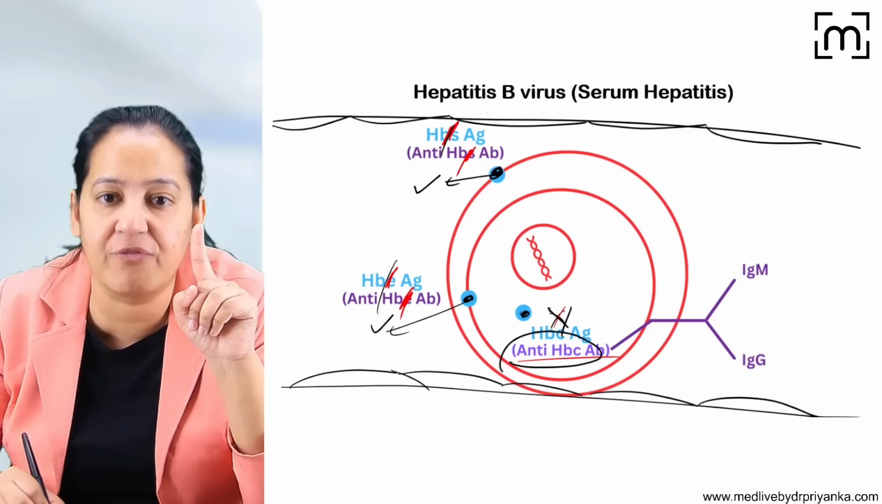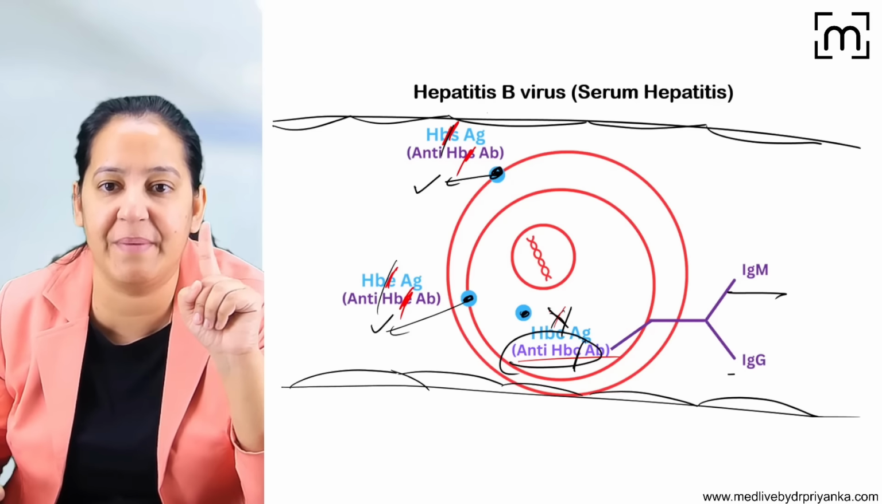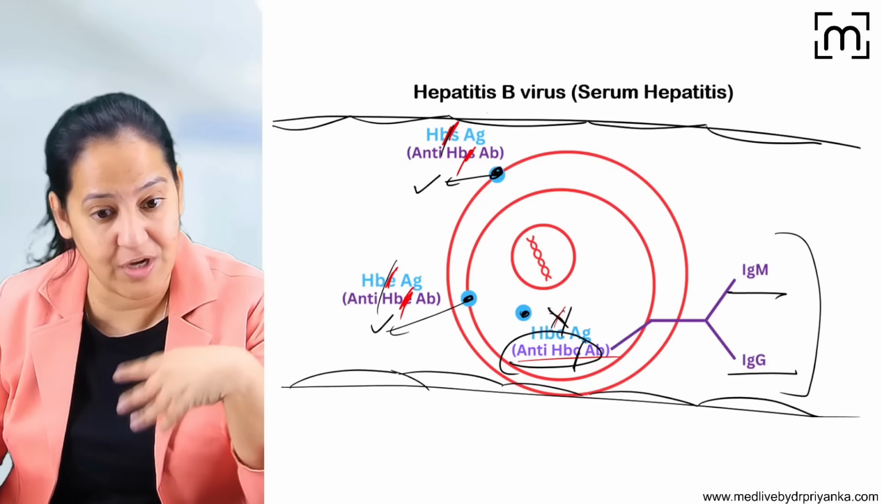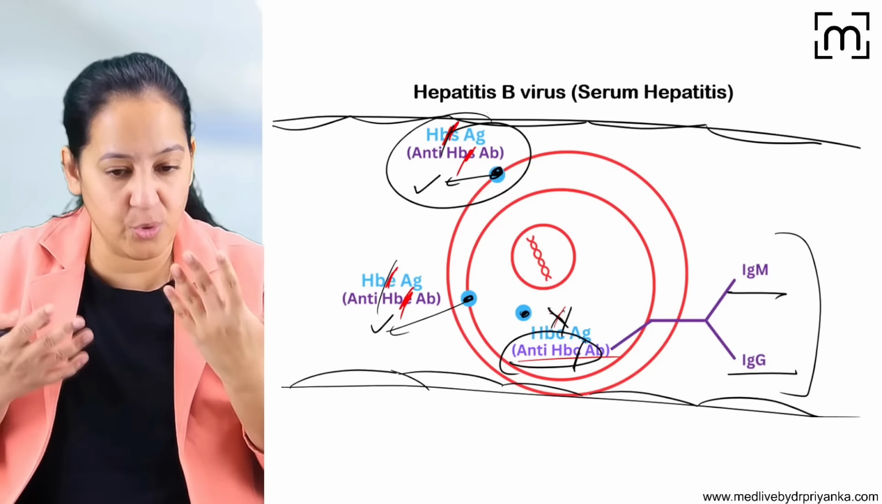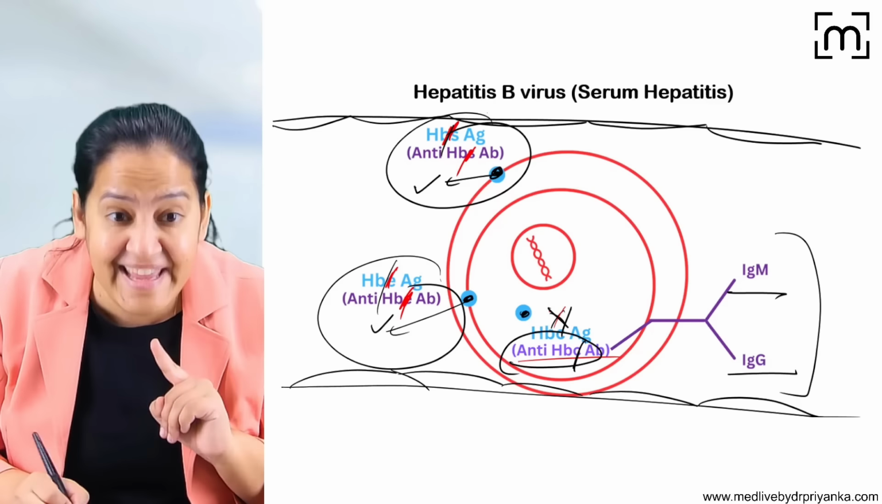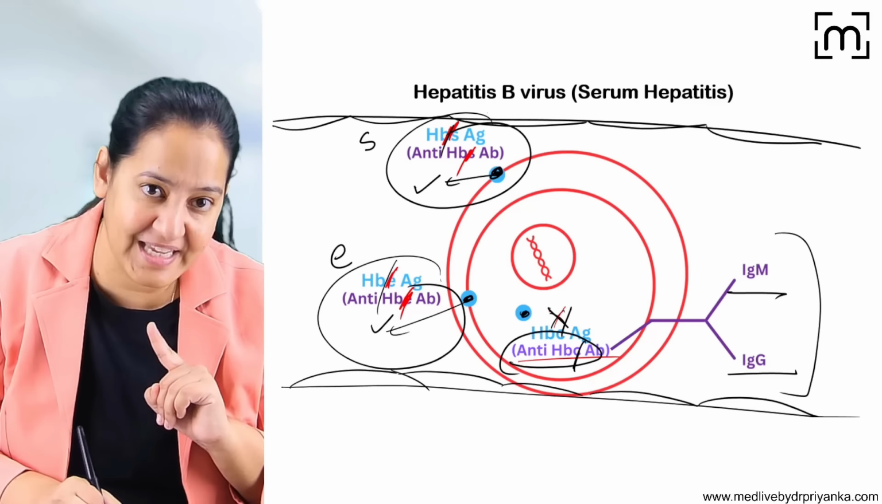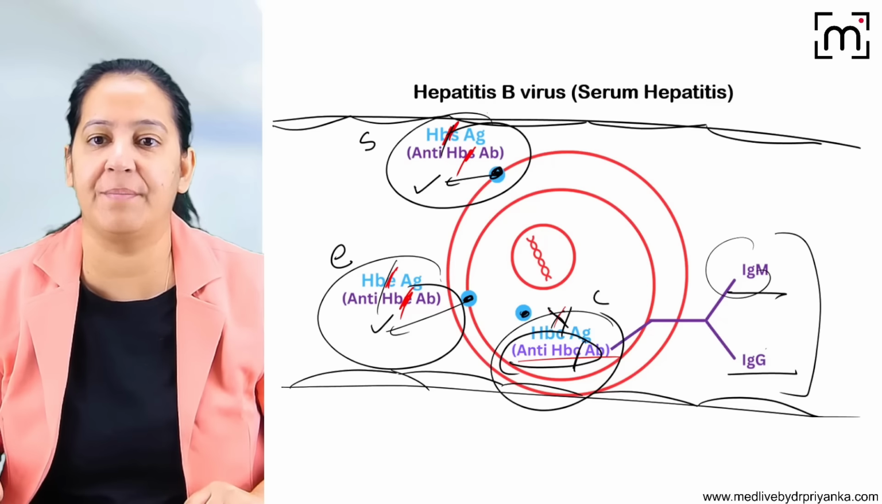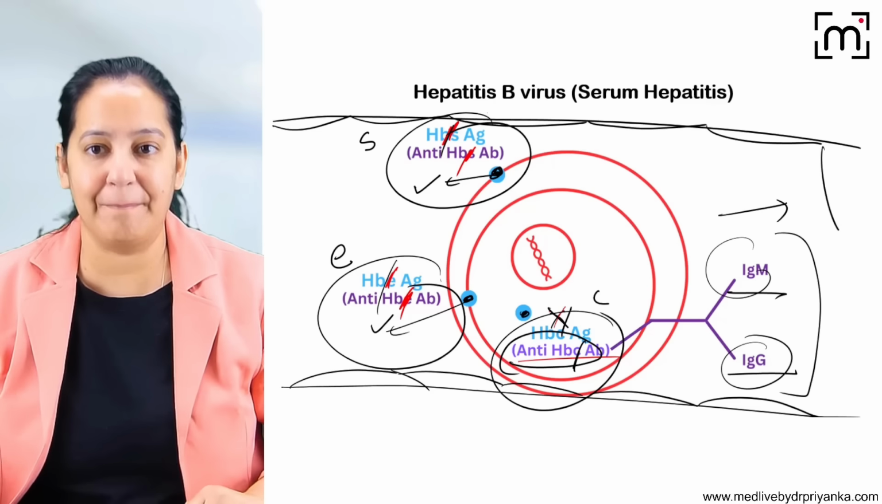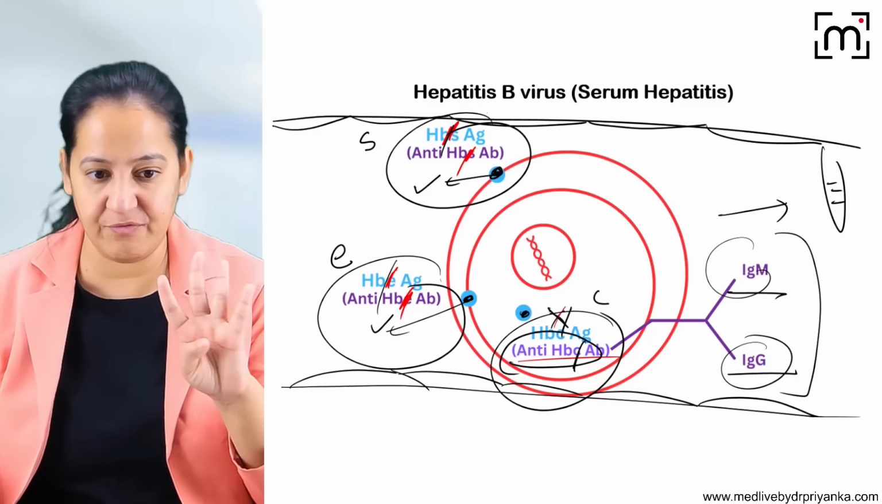So anti-C is of two types, IgM and IgG. So total 4 antibodies are there. One is anti-S. It doesn't have any further type. One is anti-E. It doesn't have any further type. And one is anti-C. Anti-C is of two types, IgM and IgG. So if we take the blood sample in a test tube, we have 2 antigens and 4 antibodies.